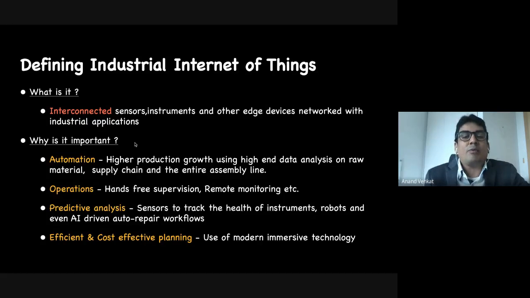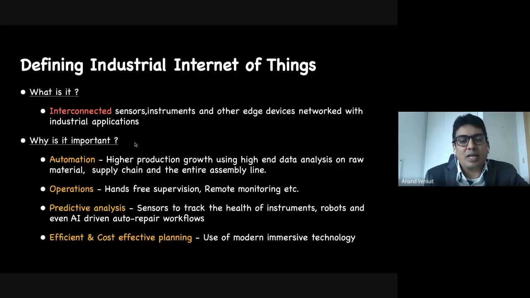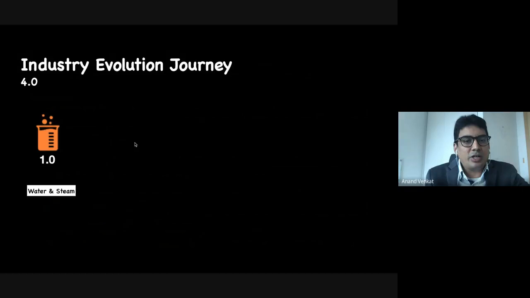But we have to change what we think of as our previous generation of work to the next generation of work. I think that will define human beings in the future, right? And efficient and cost-effective planning, right? Use of very modern immersive technologies to do planning, and one aspect will be design thinking as part of that also, right? So that's where the journey is.